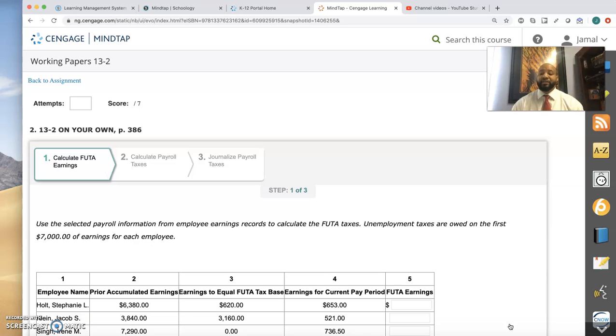Hey, that was Work Together 13-2. You got 13-1, 13-2. Try that on your own. Maybe get into those applications, at least the first application. I'll be sending over 13-3 and 13-4 very soon.